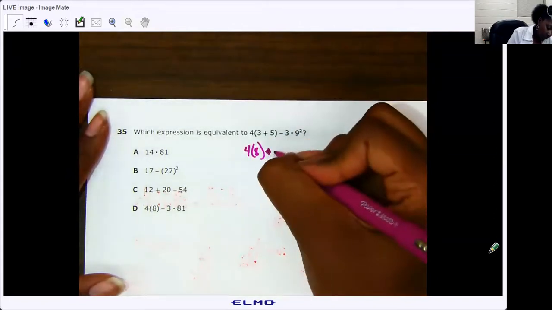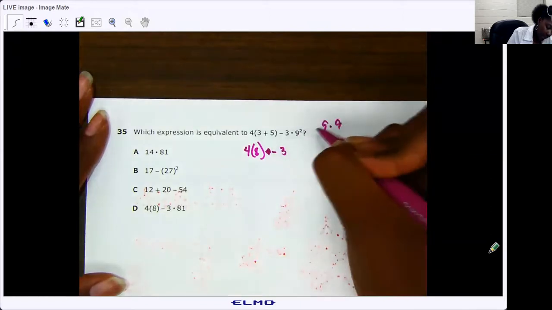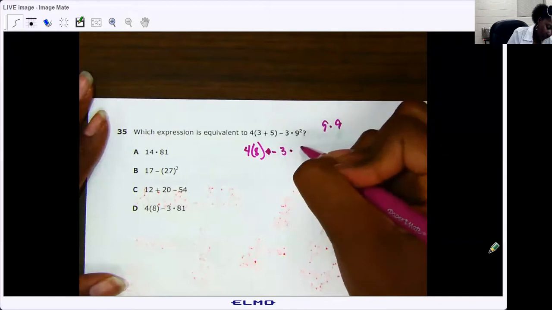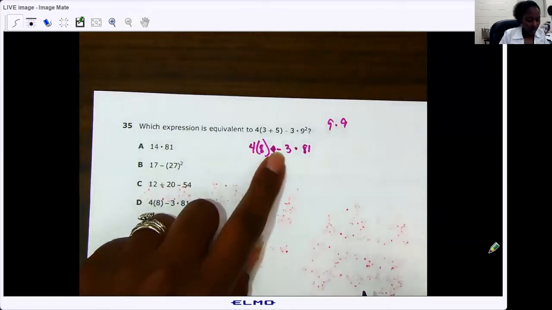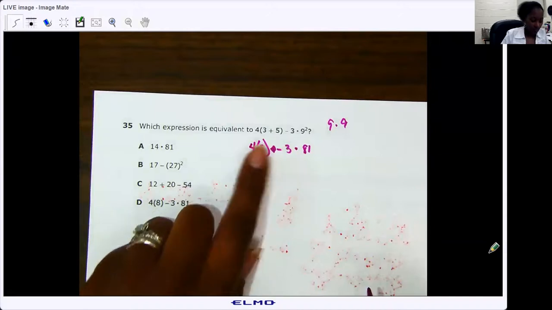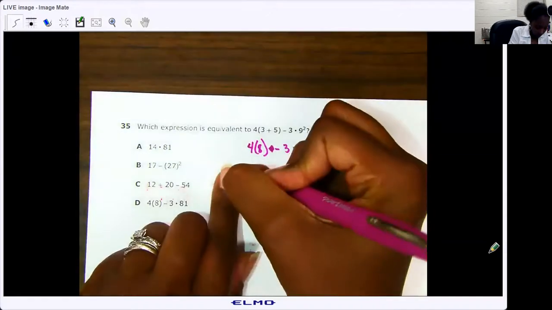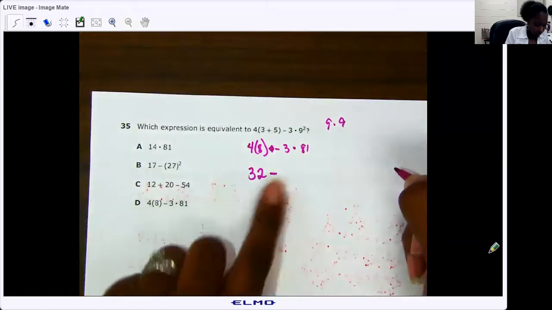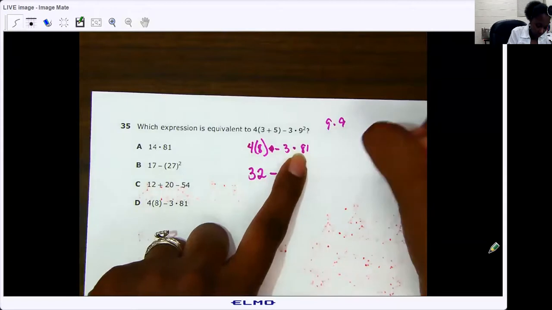Oh, sorry, that's a minus. 9 to the power 2 is 9 times 9, which is 81. Okay, so now I have 4 times 8 minus 3 times 81. Order of operations tells me I need to take care of my multiplication first. So I'm going to do my 8 times 4, which is 32, minus. Then we have 3 times 81.